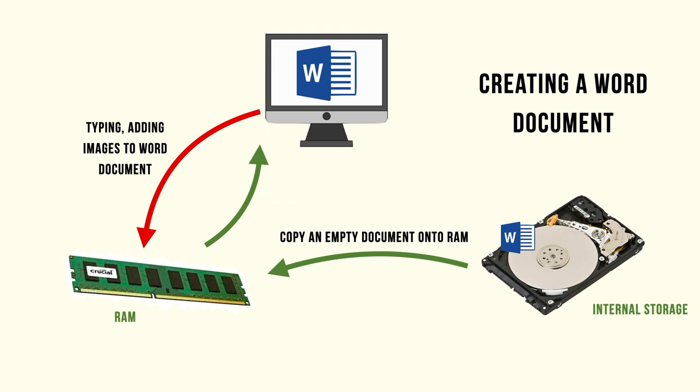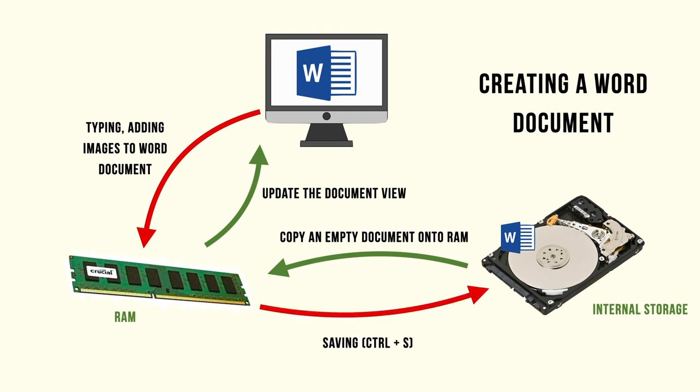And when you make that change, it goes ahead and updates your document view or whatever you see on your screen. So your RAM here not only processes your request of typing or adding images, it also updates whatever you need to see, basically responds to your request. And when you go ahead and press save, it then stores your progress onto the internal storage. It stores your saved file onto the internal storage. So remember, when you use Word, you are not directly saving onto the internal storage until you press save.